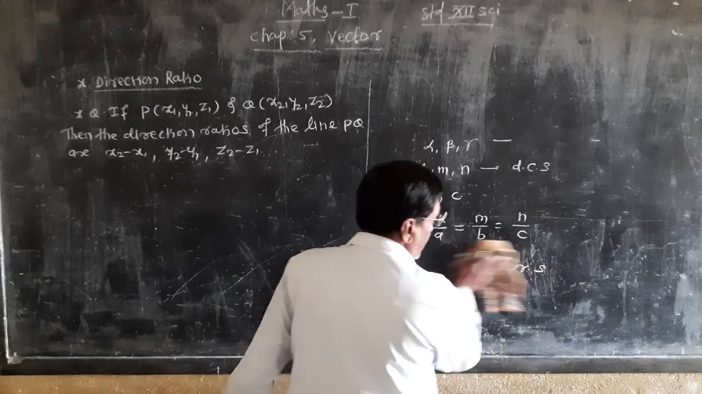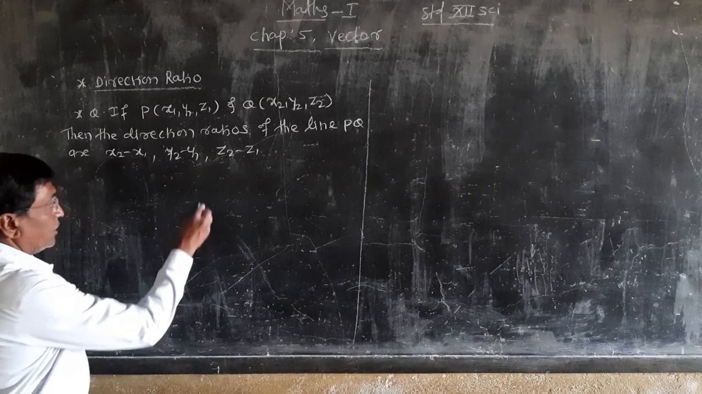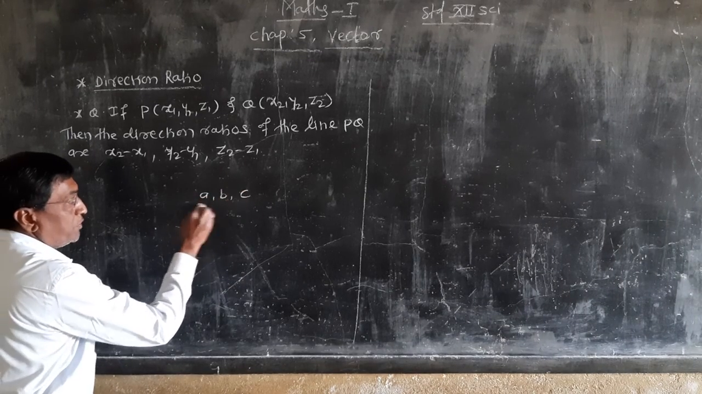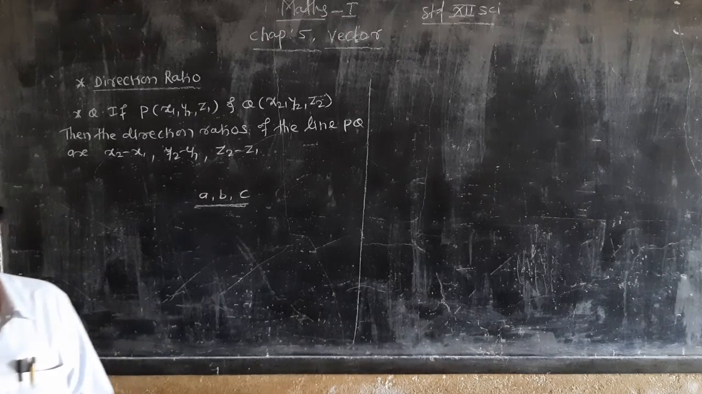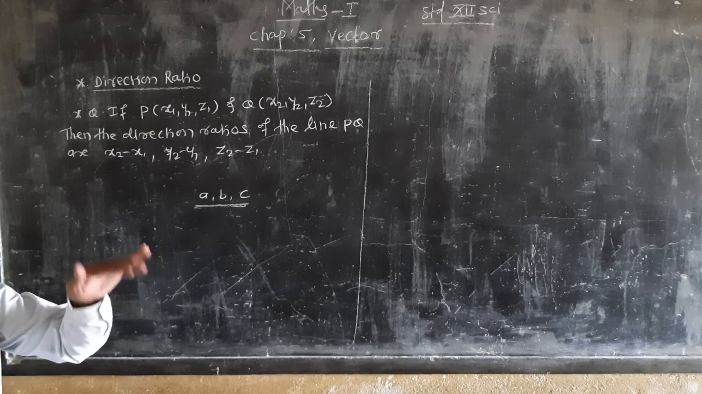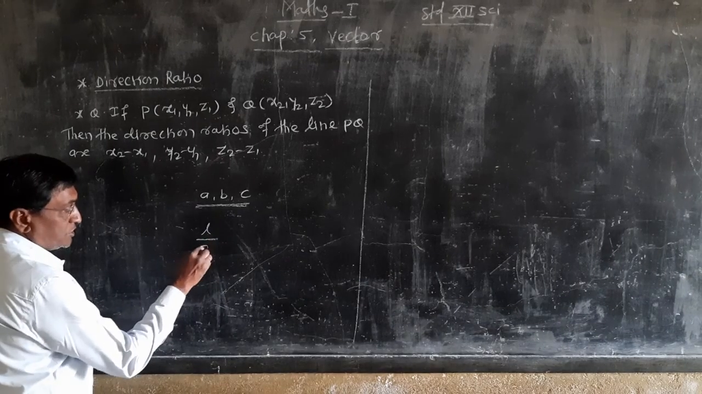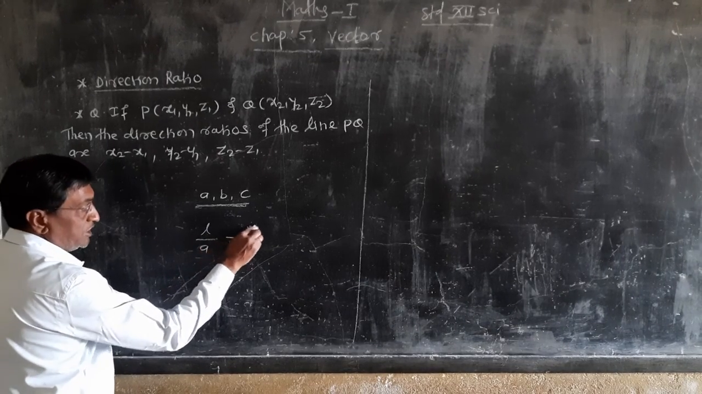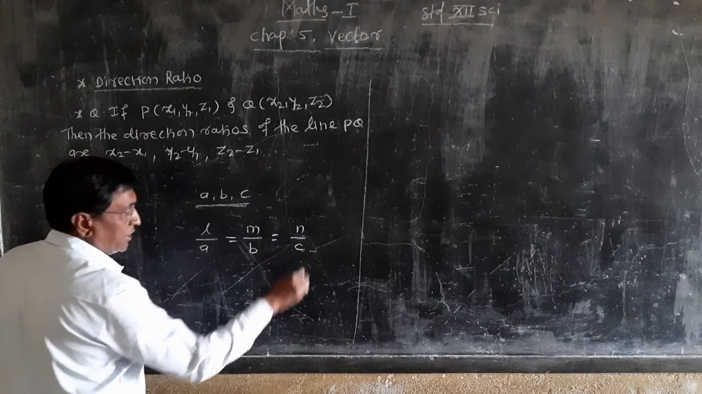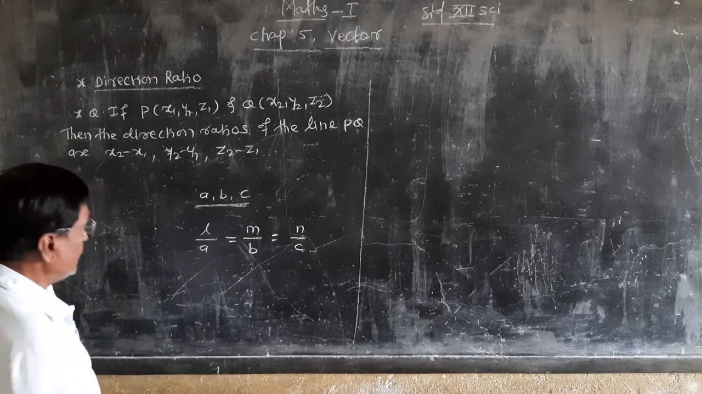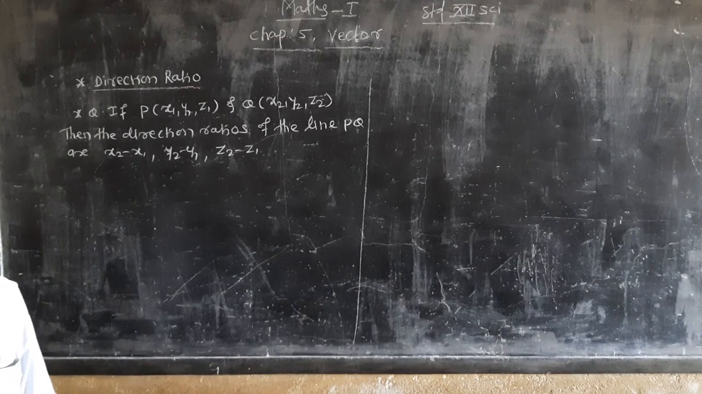It is denoted by small a, b, c, and these are the direction ratios of a line when these numbers are proportional to the direction cosines of the line, that is, it satisfies the equation l upon a is the same as m upon b equal to n upon c. Okay, understood. Now after this, we see one more theorem, otherwise one more question.